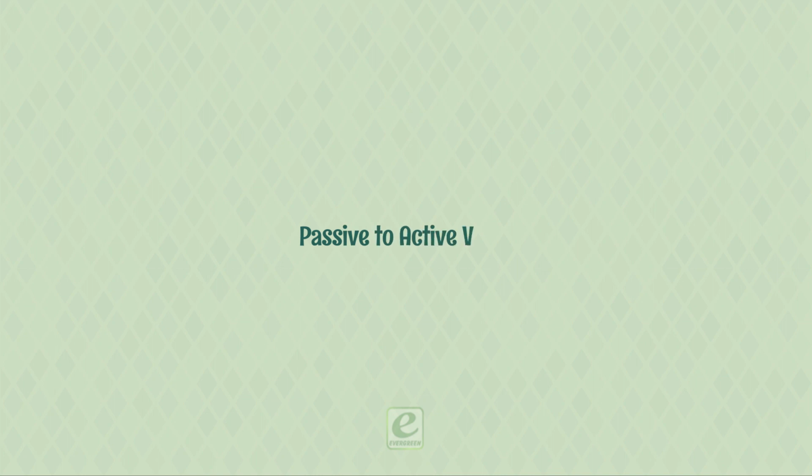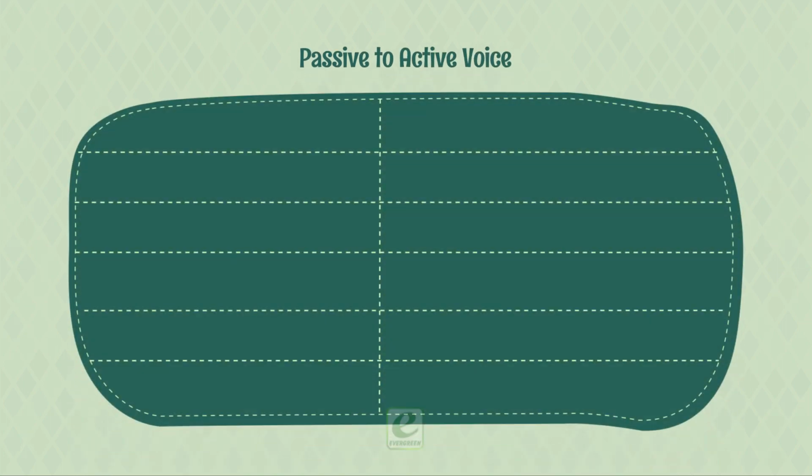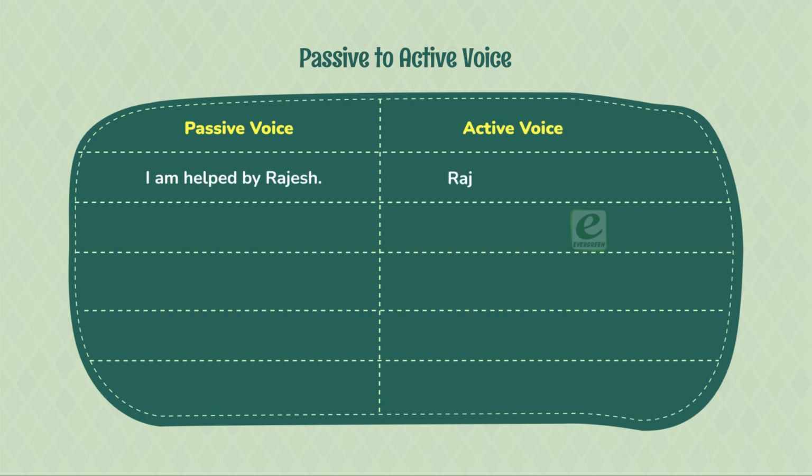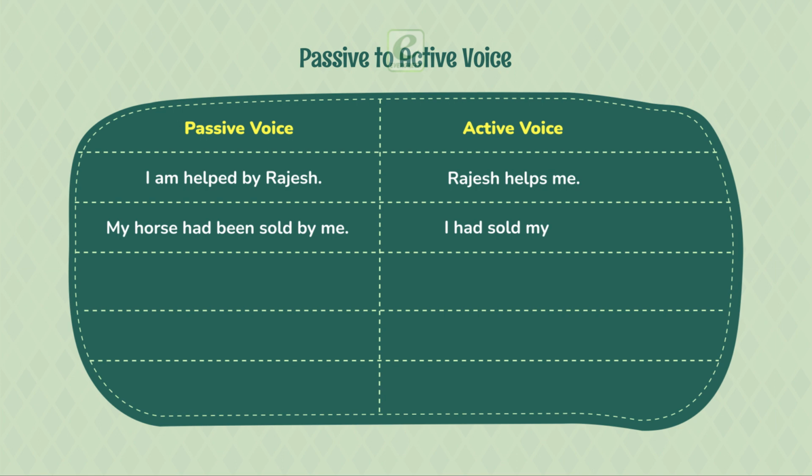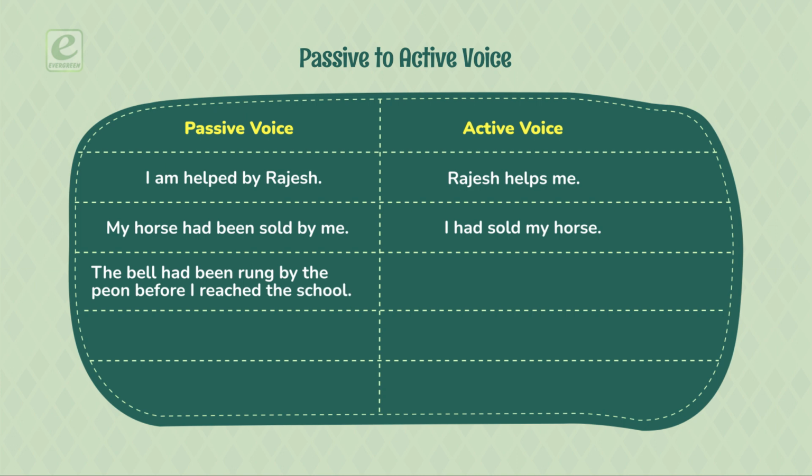Passive to active voice. Passive voice, active voice. I am helped by Rajesh. Rajesh helps me. My horse had been sold by me. I had sold my horse. The bell had been rung by the peon before I reached the school. The peon had rung the bell before I reached the school.